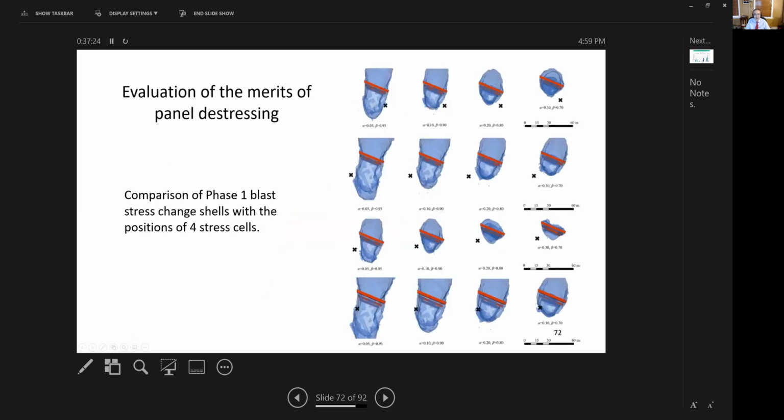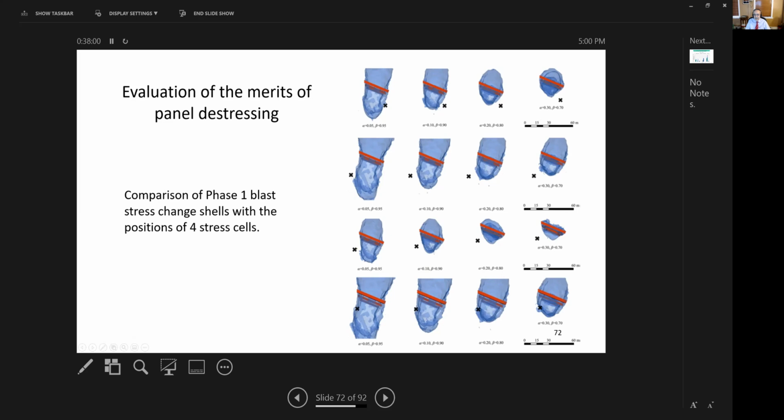So going now to the numerical model, the 3D numerical model can predict the stress state due to a distressing. So the question is, how much is alpha and beta? The X represents the location of the stress cell, and the blue shell represents the computed stress change for that particular alpha and beta values. If the X is far from the blue shell, it means poor correlation.